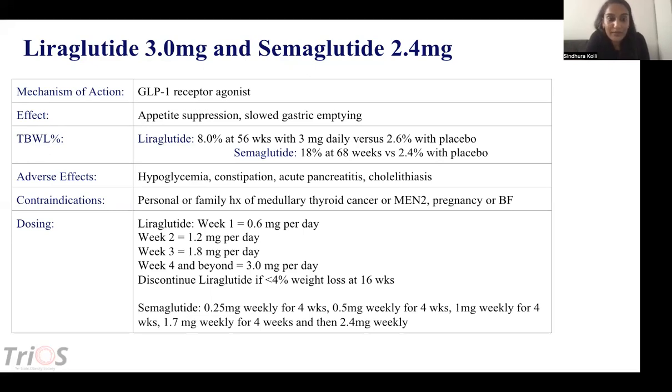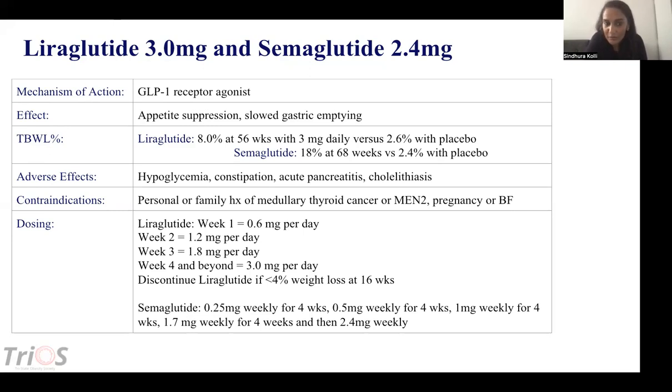So the total body weight loss for liraglutide at the 3 milligram dose is 8% at 56 weeks versus 2.6% with placebo alone. And then with semaglutide, obviously we're seeing these great numbers of 18% at 68 weeks versus 2.4% with placebo alone.